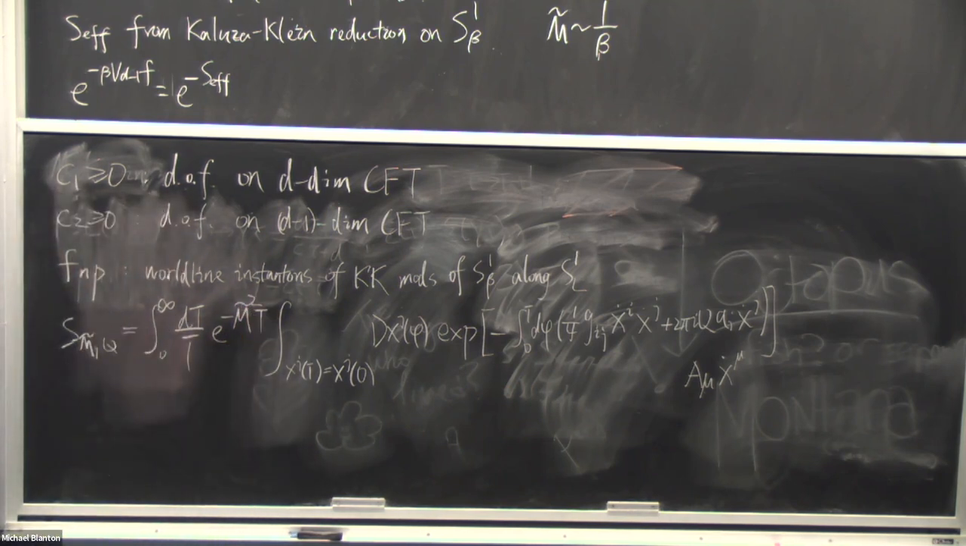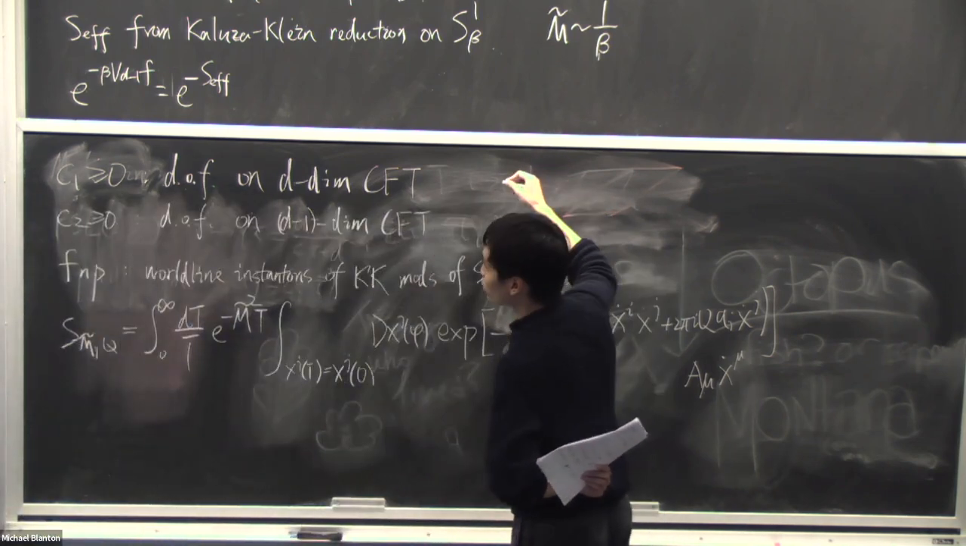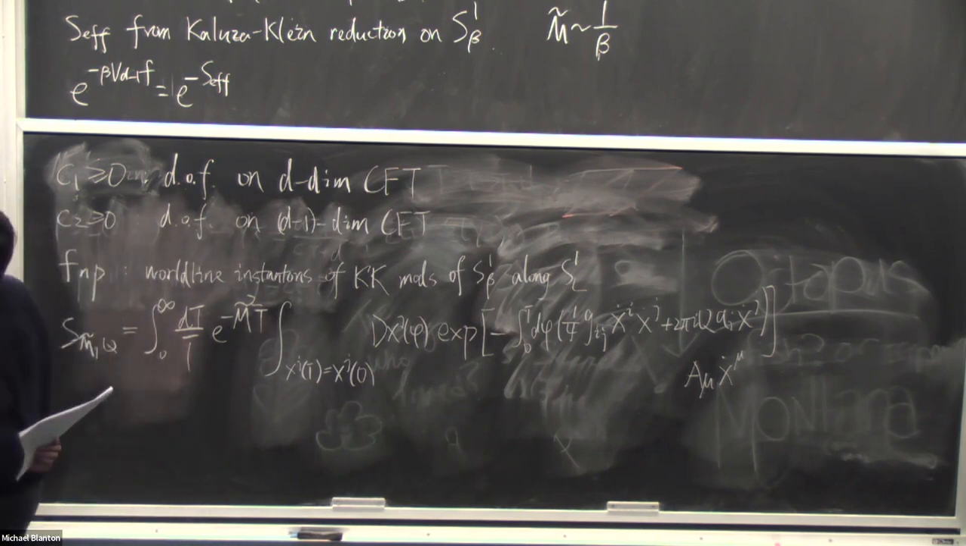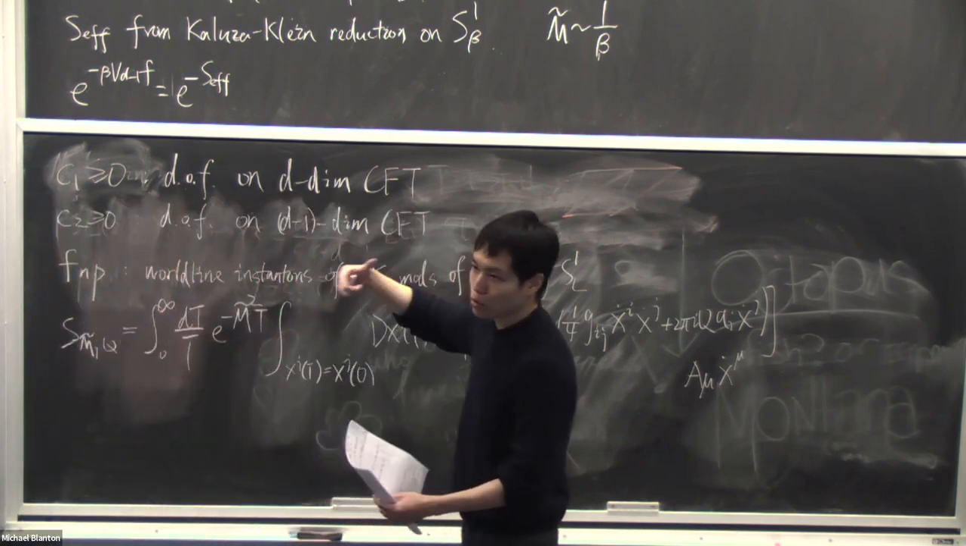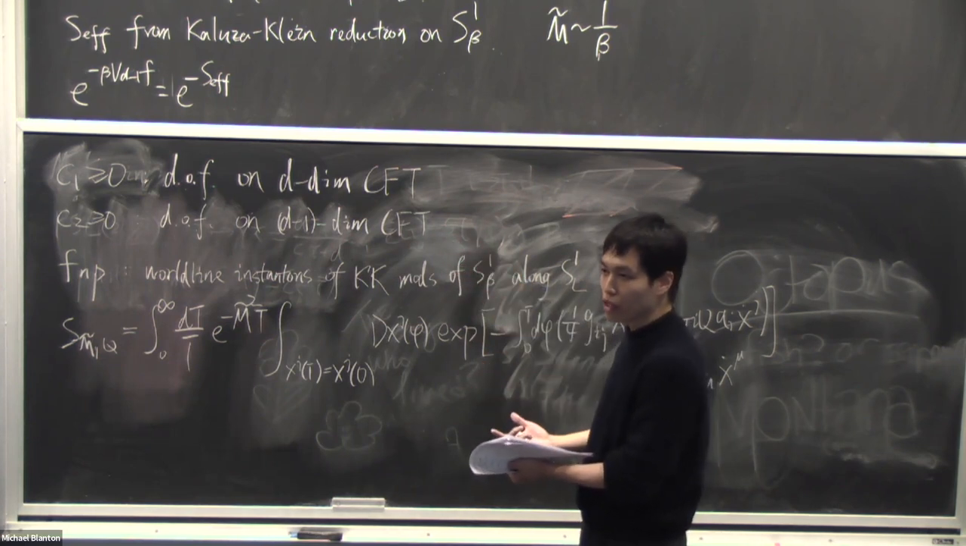Why do you use worldline instantons? Why don't you just compute the free energy of this theory? Like, this is equivalent to computing a log determinant. Yes, of some field theory. Exactly. But why do you want to use worldline instantons instead of directly computing the free energy? Well, because when we have one circle and some massive modes, we expect such worldline instantons to appear in the non-perturbative effect.